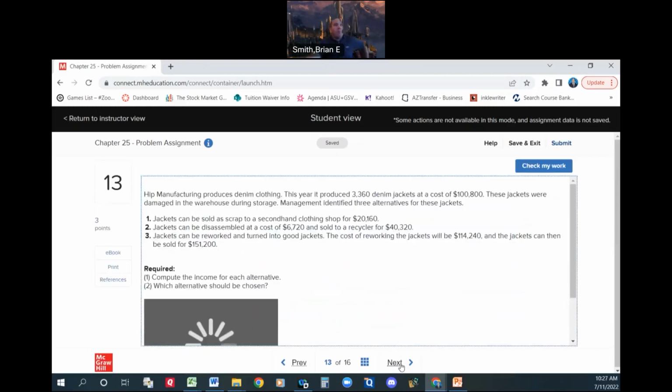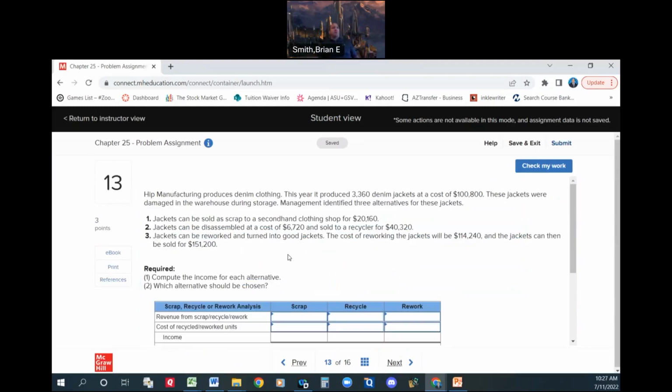All right, Hit Manufacturing produces denim clothing. This year it produced 3,360 denim jackets at a cost of $100,800. These jackets were damaged in the warehouse during storage. Uh-oh. Management identified three alternatives for these jackets. We can either sell it as scrap, we can disassemble it and sell to recyclers, or we can rework it, turn them into good jackets, and the reworking has a cost, but then they can be sold for $151,000.